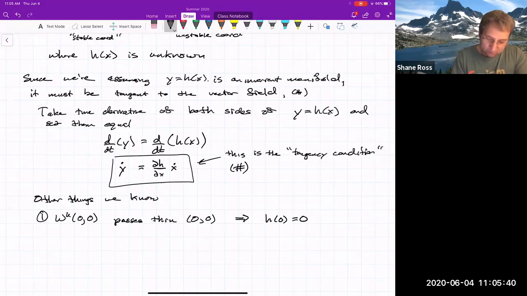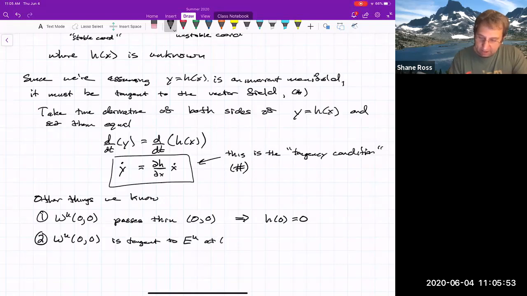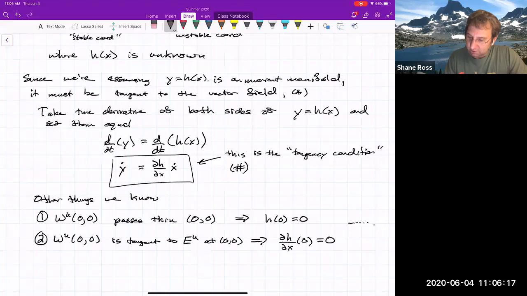Okay. We also know that this is tangent to the unstable subspace at the equilibrium point. So what does that mean? Well, we've chosen our coordinates such that this will mean partial h partial x evaluated at x equals 0 equals 0. Here's our subspace, and here's our equilibrium point. We must be tangent to that, so that means zero slope.